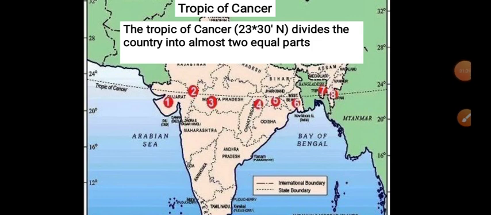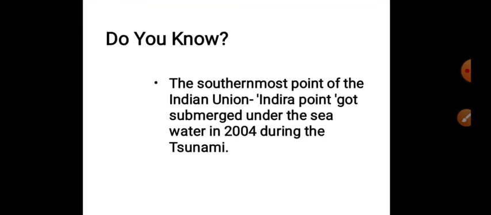Okay. To the southeast of the mainland lie Andaman and Nicobar Islands in the Bay of Bengal, and to the southwest of the mainland lie Lakshadweep Islands in the Arabian Sea. Do you know the southernmost point of the Indian Union, Indira Point, got submerged under the sea water in 2004 during the tsunami?